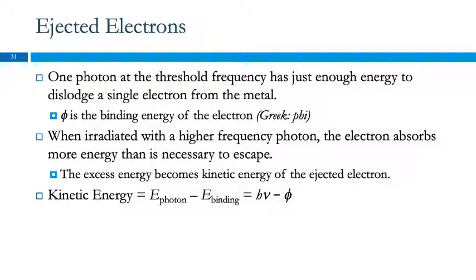Then where does the extra energy go? The extra energy goes into kinetic energy of the electron. It goes off moving faster. So the kinetic energy of the electron is the energy of the photon minus the binding energy. The energy of the photon is h nu, Planck's constant times the frequency. Subtract the binding energy. Okay, so that's all a little bit hard to understand.